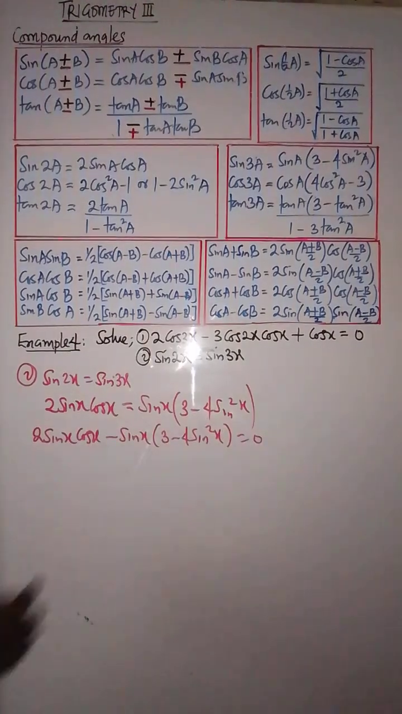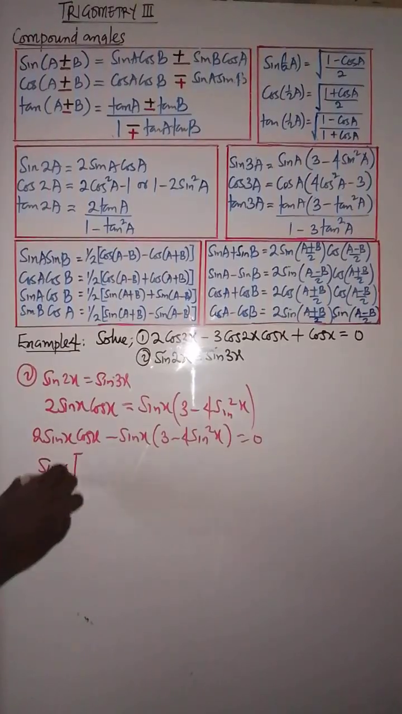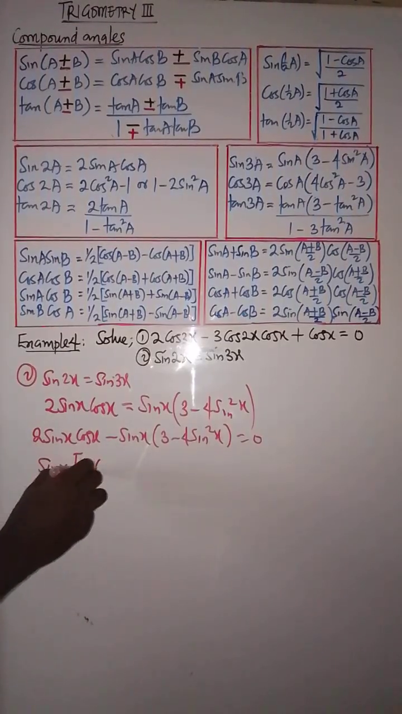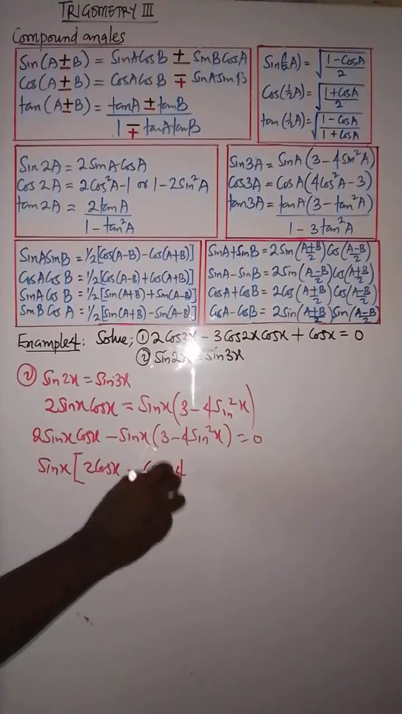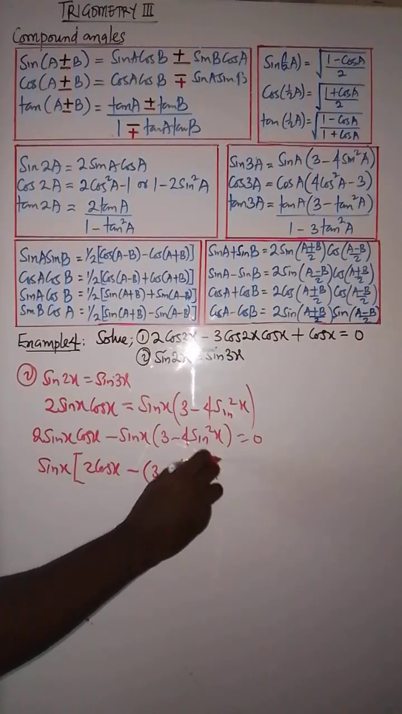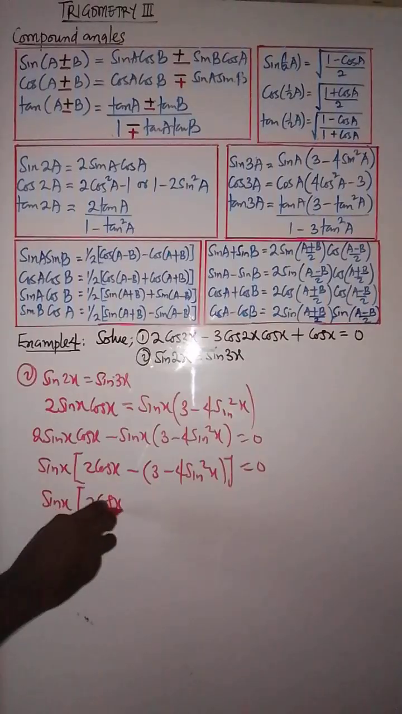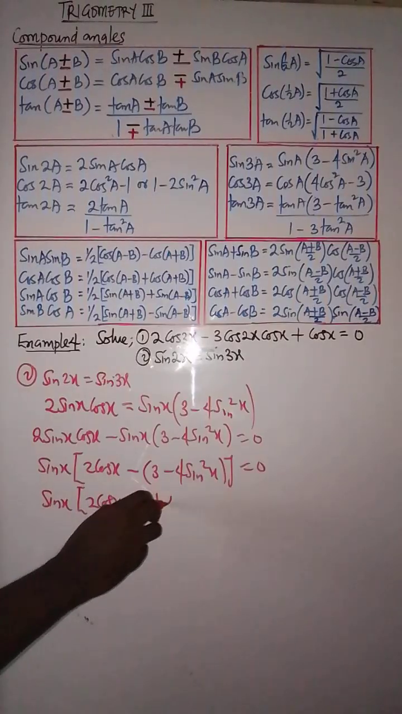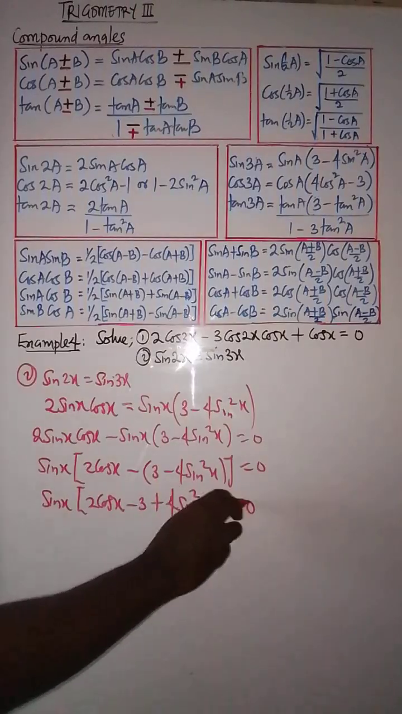So after bringing this one in, what do you notice? Sine x is common. So let's factorize sine x. What we left here? 2 cos x. Then we have minus left. Multiplying 3 minus 4 sine square x equals to 0. So from here we have sine x into 2 cos x minus 3 plus 4 sine square x equals to 0.